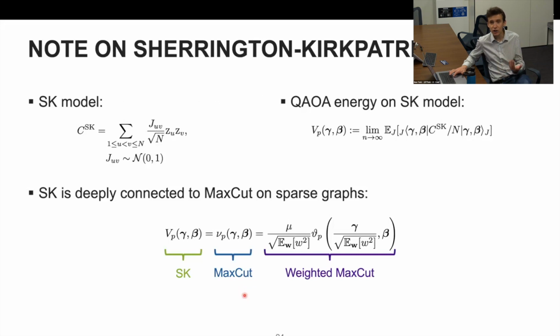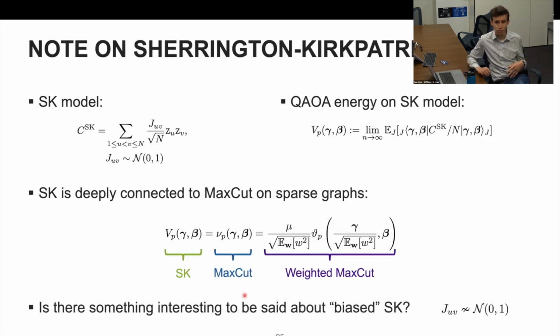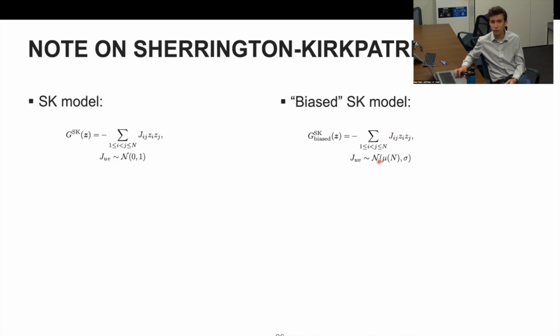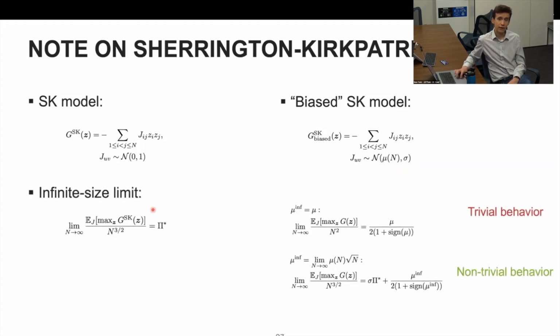Now, the question that is natural to ask is, analogously to how we introduced weights to max cut, going from unweighted max cut to weighted max cut, can we introduce some bias into the SK model? So instead of having standard normal couplings in the SK model, what if we have some couplings that are, let's say, normal with some mu and sigma, which are not 0, 1. Now, for the SK model in the infinite size limit, this quantity is just the Parisi constant. This is a very famous result in statistical physics.